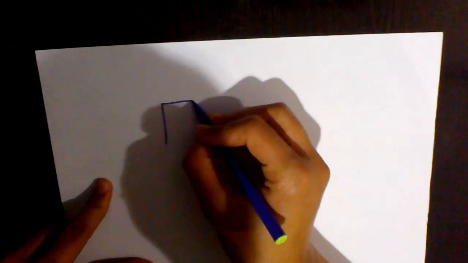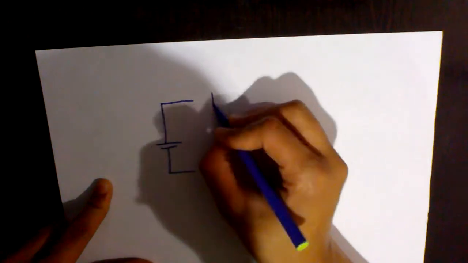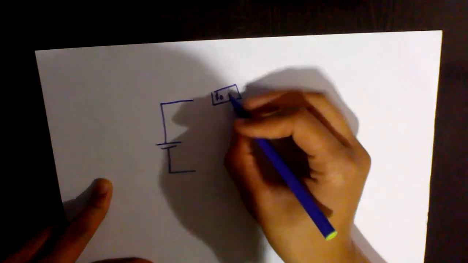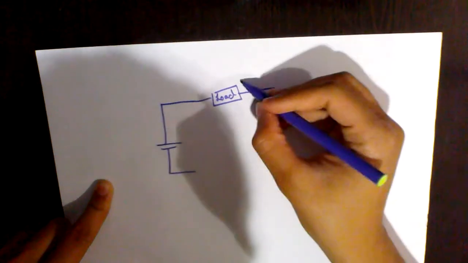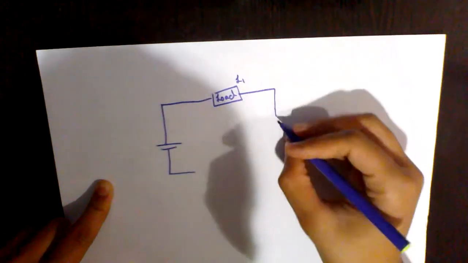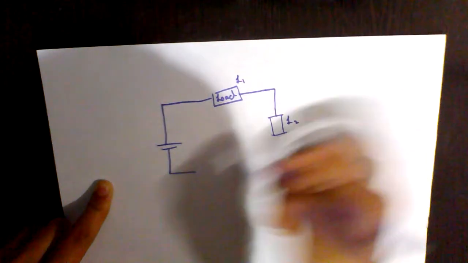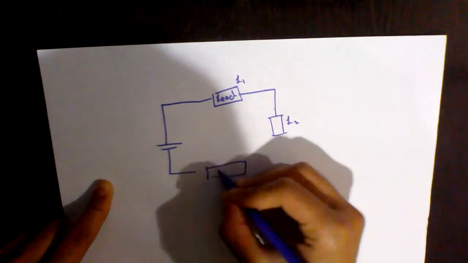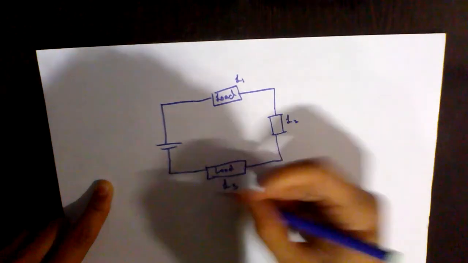Now, to understand this law, we'll look at a simple circuit diagram. Now I'll be doing the writing. So this is the diagram. It has a battery. This is the load. You may call this load L1, the second load L2, and the third load L3, and this is the battery.